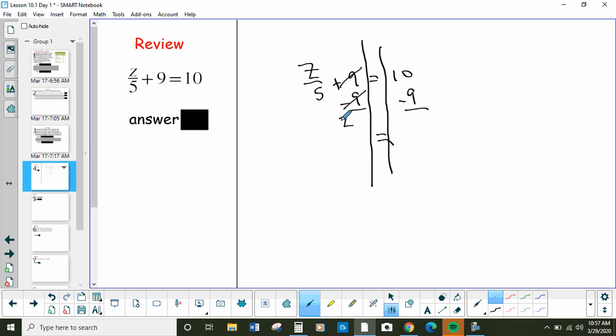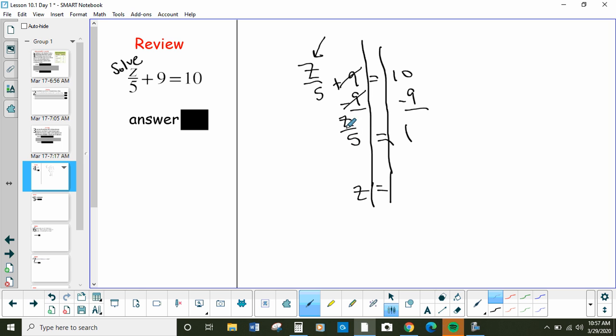I'm in the process of getting z by itself, or isolating z, because if I isolate z and it says z equals, I know what z is. And that's what solving an equation means, to find the number for the letter that makes this true, or the value for the variable that makes the equation true. So 10 take away 9 is 1.